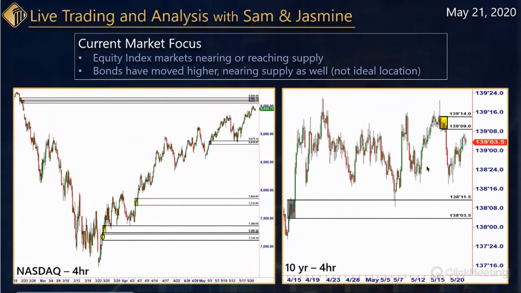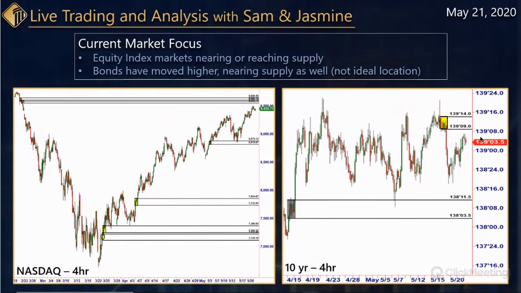All right, let's keep going. So if you look at the chart on the right, look at the 10-year. And the point here is a 4-hour chart of the 10-year note. So bonds are one of the inverse markets to the equity index markets. It doesn't mean that it's always an inverse market. Make sure you understand that.